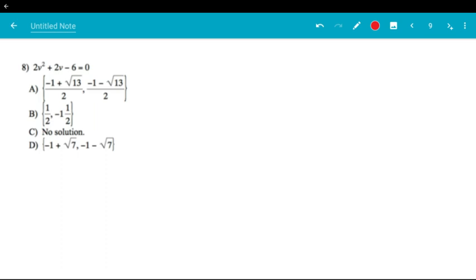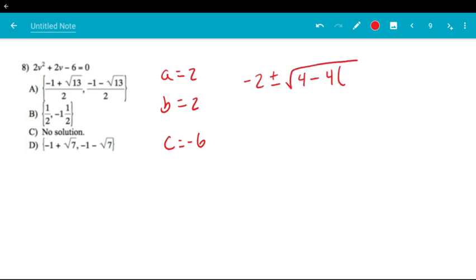So just to verify that you did it correctly, our A value is 2, our B value is 2, our C value is -6, and the quadratic formula is negative b plus or minus the square root of b squared minus 4 times a times c, all over 2 times a.